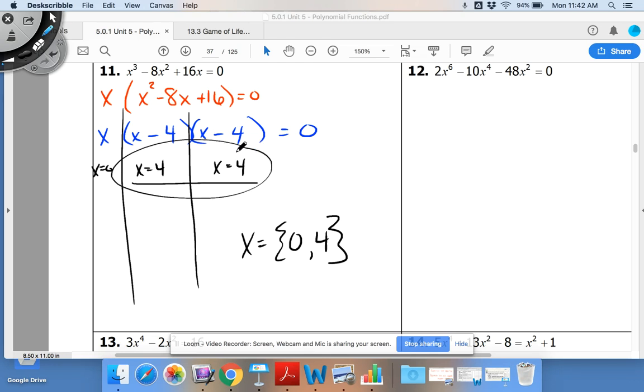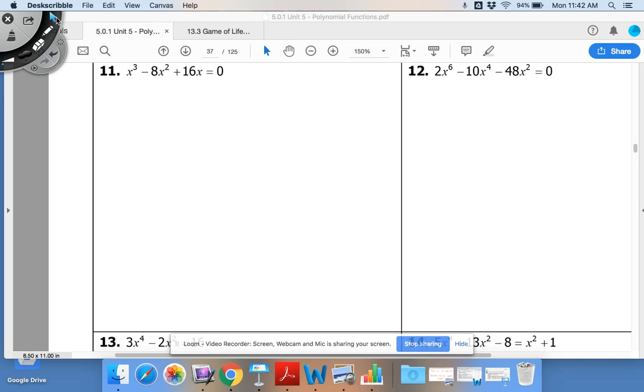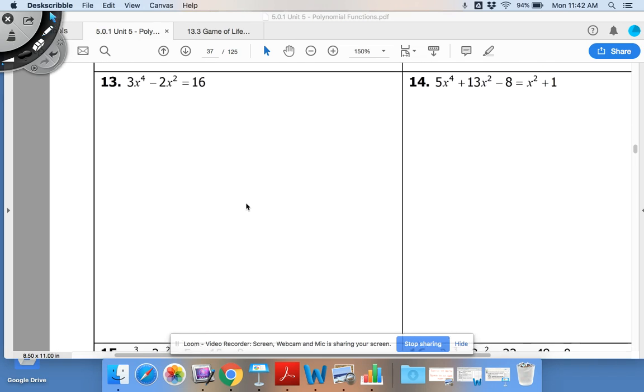Just quick review, this actually means that it has a multiplicity of 2, which tells us that the function is going to bounce at that point instead of cross through at that point. So then we'll do another trinomial example. This one, the first thing we have to do is set it equal to 0. So we would have to do 3x to the 4th minus 2x squared minus 16 equals 0. Then we're going to factor out a 3. Nope, we can't because we can't factor a 3 from everything.